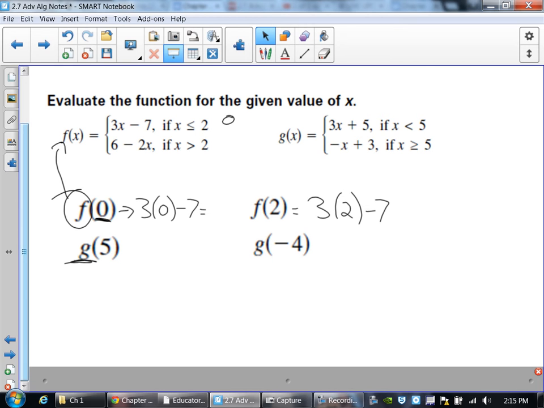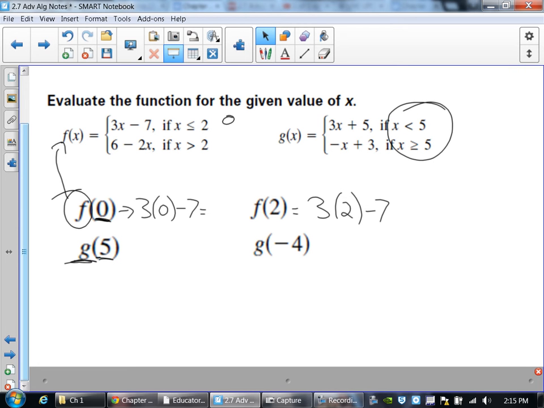What letter is this? G. Gee whiz, you're right. Which one do you choose, the f or the g equation? The g. Good. For g, you have to look at it being domain dependent. It's dependent on which one you choose to substitute in. Are you going to use the top one or the bottom one? Why does it matter? Because it's domain dependent.